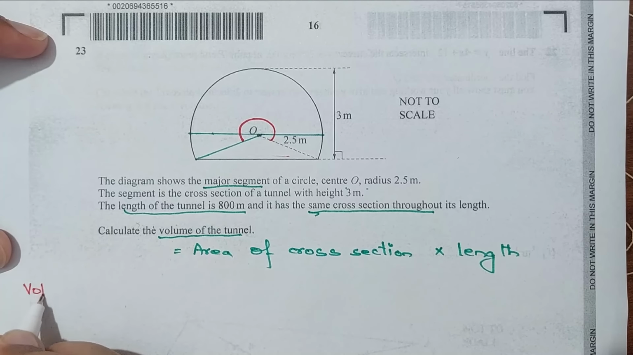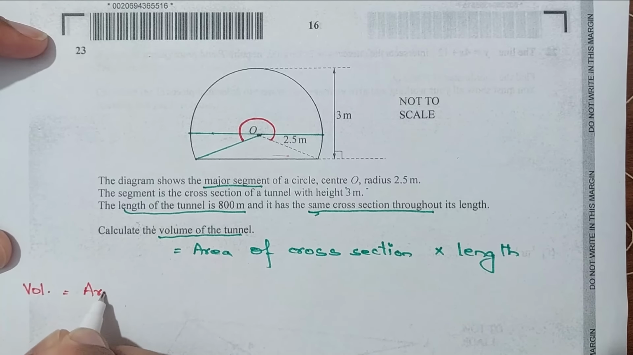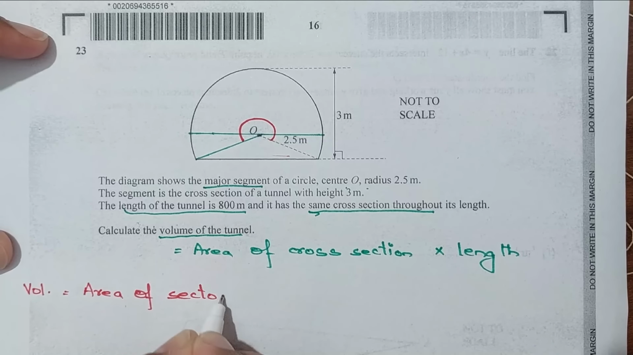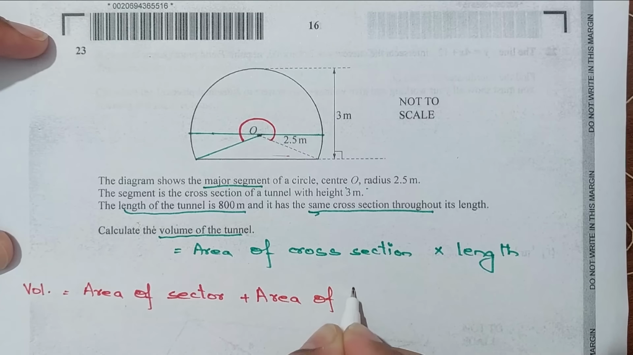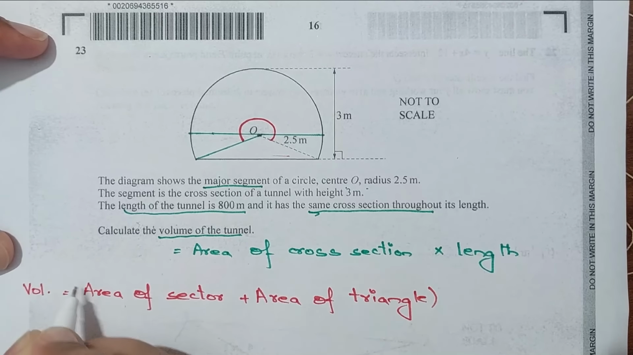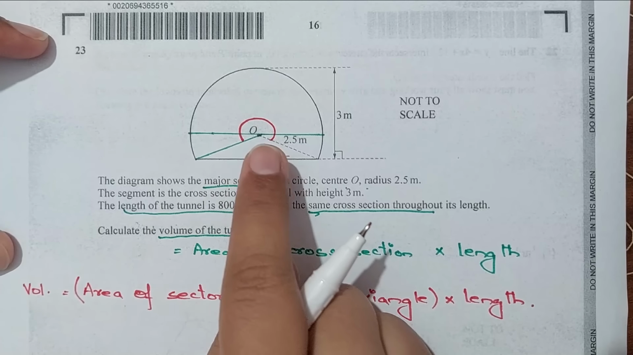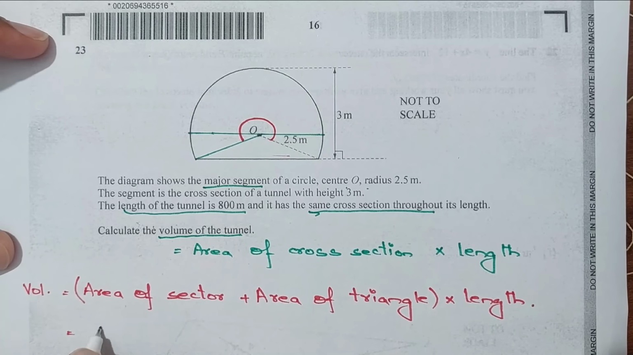So we can say the volume of the tunnel is the area of the sector plus the area of the triangle. This is the area of the cross section, right? And it's multiplied by the length of the tunnel, which is 800 meters. So for the area of a sector, we have the formula theta over 360 degrees times pi r squared. We have the radius, but we don't know the value of theta.